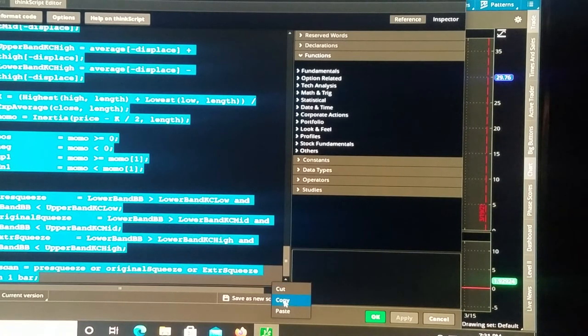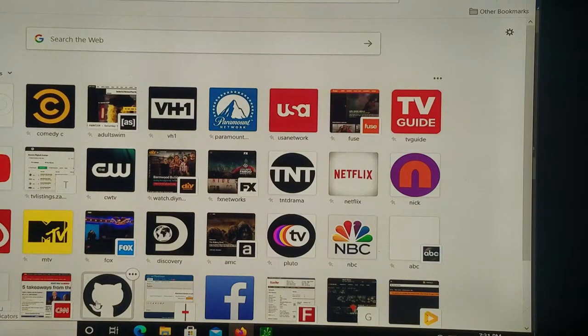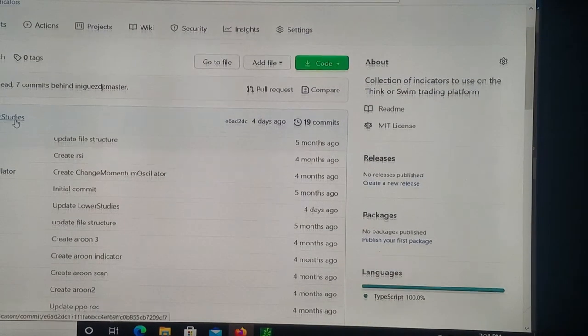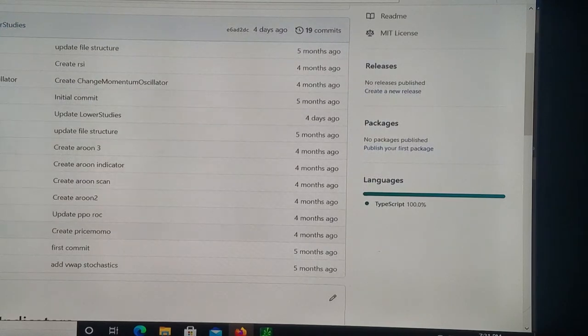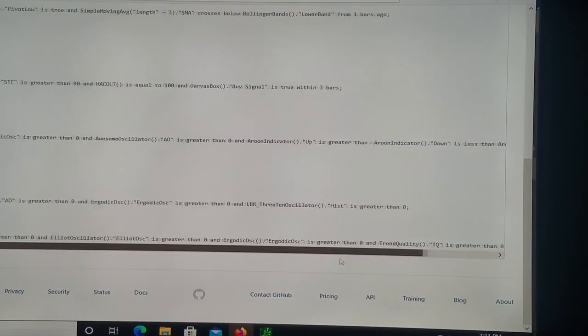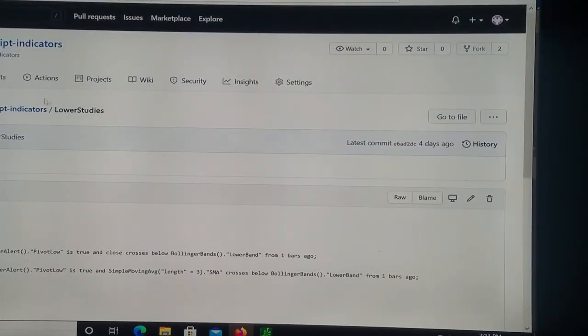We'll copy. And let's go out onto our interwebs and place this into our public file. Now, I've added quite a few things to this file, and I think we're going to go with lower studies is where we're keeping these now. So, this is a file that I've also forked and added to. I believe it only had, like, two files in it to begin with, but maybe not.